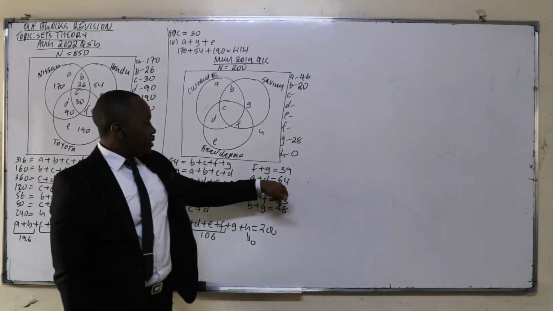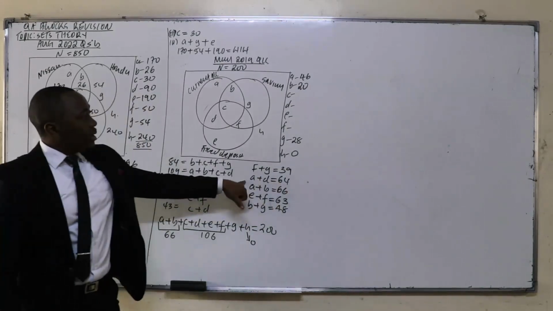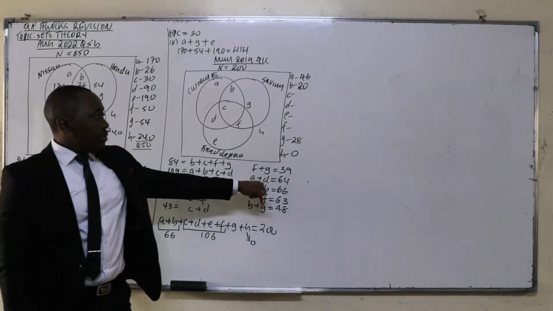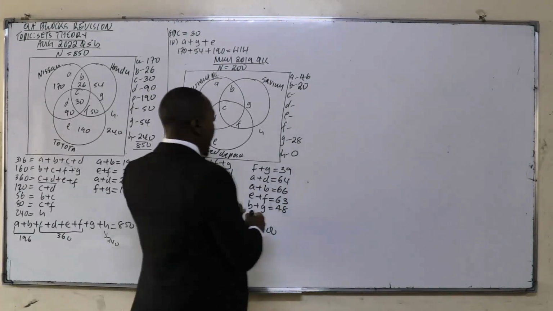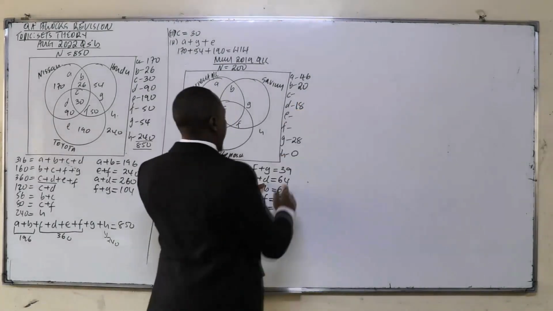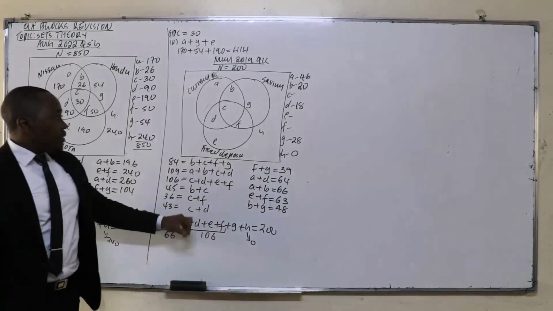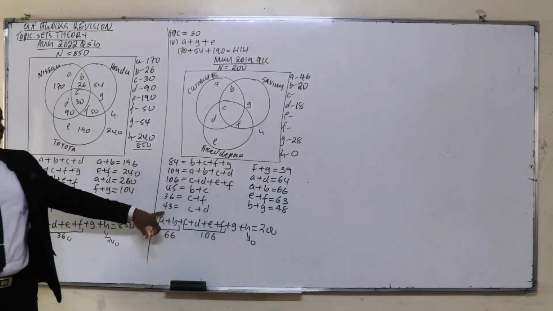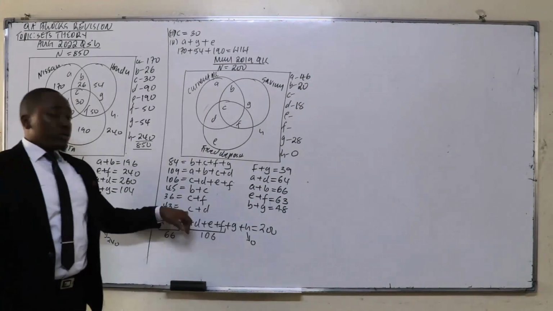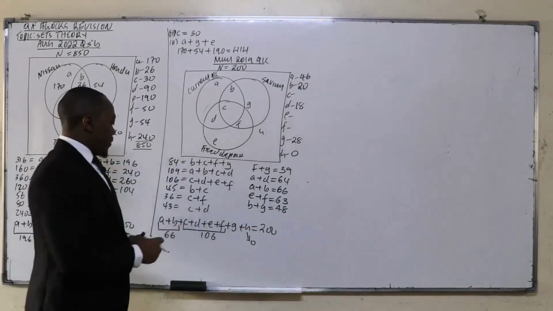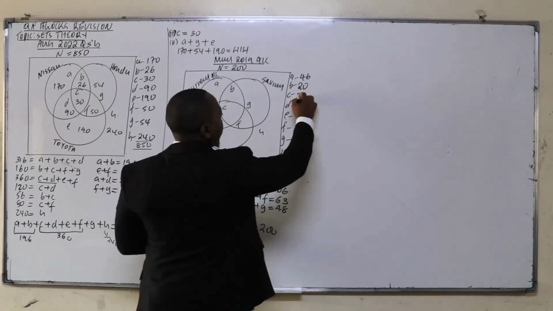AD is 64. A is 46. That means D will be 18. D is 18. If D is 18, CD is 43. And D is 18. So C will be? Yeah, C will be 25.